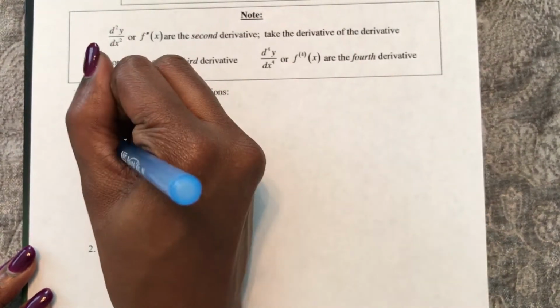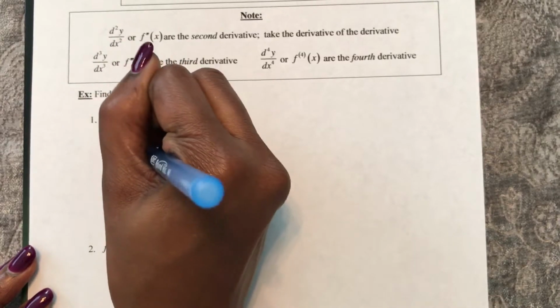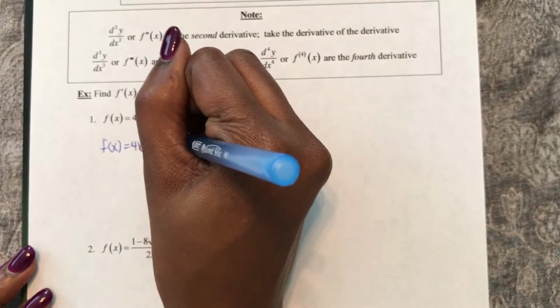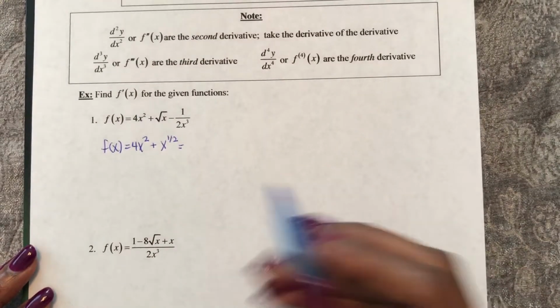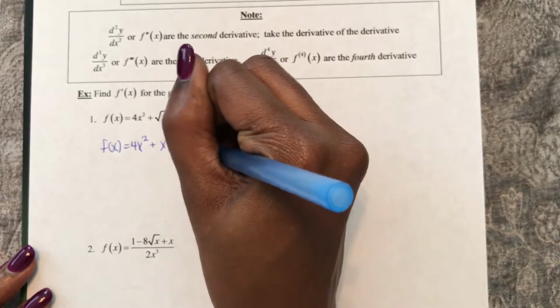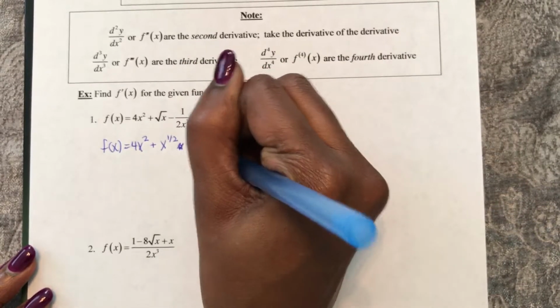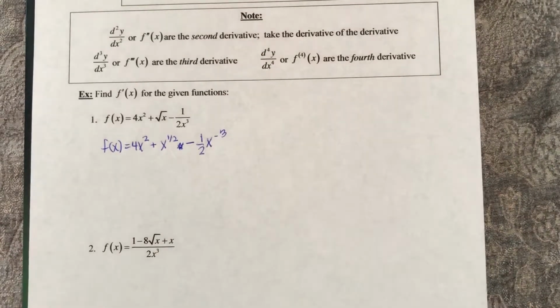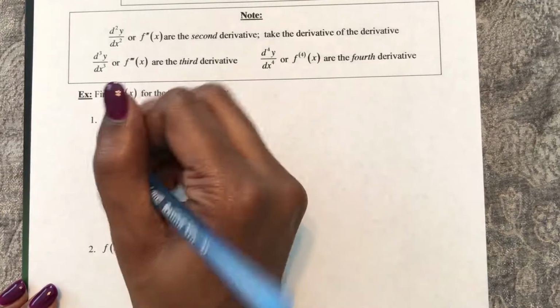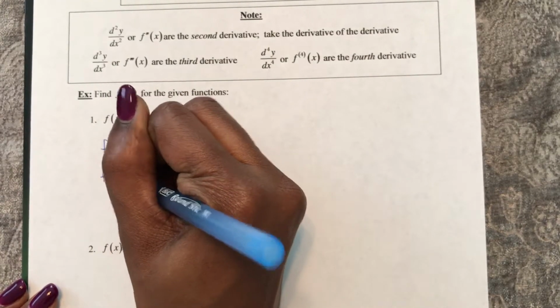However, I can rewrite square root of x to be x to the 1/2 power. And then this term will become minus 1/2 x to the -3. So you want to get in the habit when you're taking the derivative of first rewriting your function with powers of x whenever possible. So now I'm going to take the derivative.